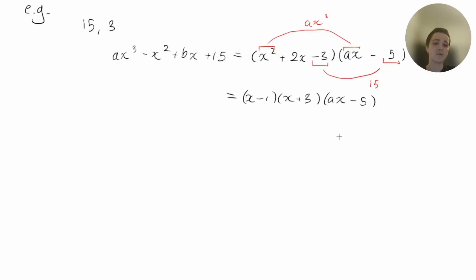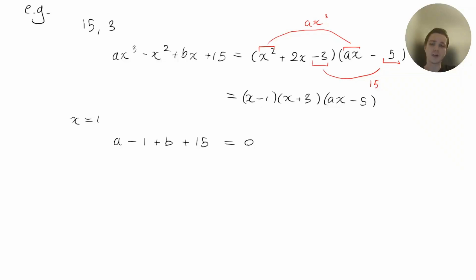And from here, this is helpful because we can sub in values of x and make the right-hand side equal to 0, which is hopefully going to simplify our calculations. Now, a particularly sensible value of x to use is 1, because we're going to get a minus 1 plus b plus 15, and x equals 1 is a root of this cubic, because x minus 1 is a factor. So on the right-hand side, you get 0.